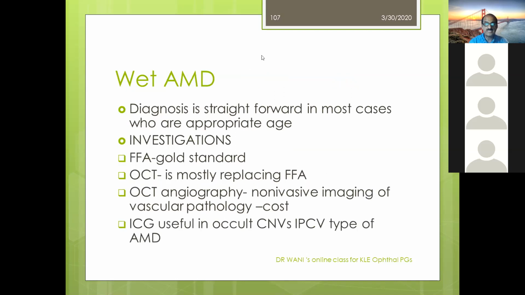So the diagnosis in wet AMD is straightforward in most cases of appropriate age, but there are some differential diagnoses like IPCV, some idiopathic lesions, or histoplasmosis or choroiditis lesions. But most of the time when a patient about 60 years comes, he has drusen and he has this wet AMD, it's very straightforward.